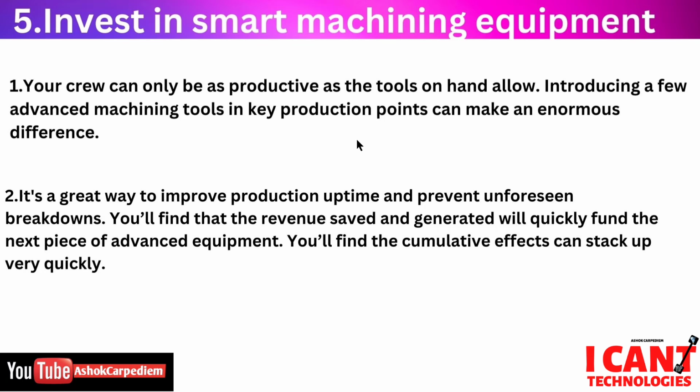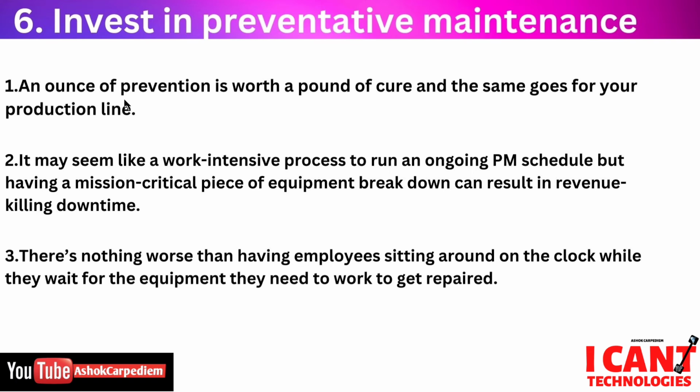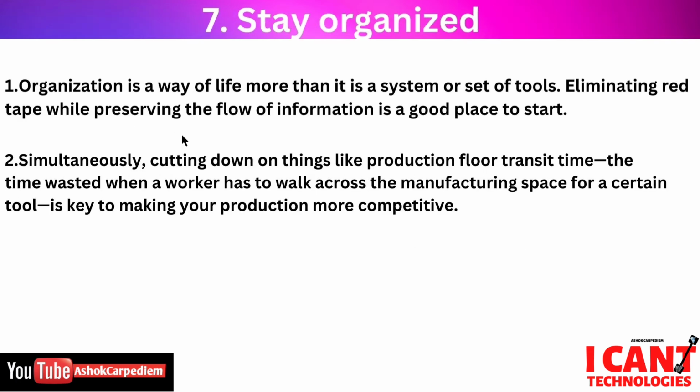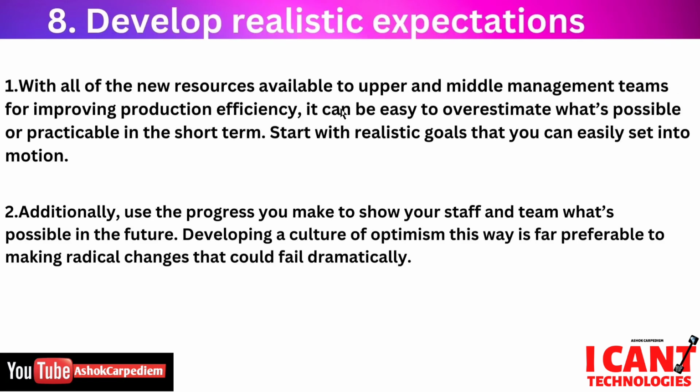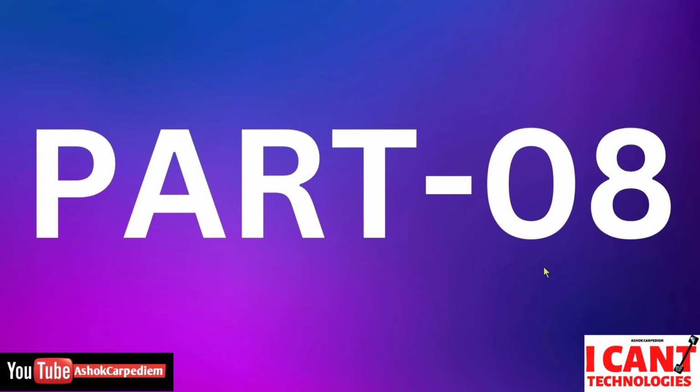Before, we used to do manual processes. Now artificial intelligence and robotics have come, so we have to invest in all those things to make production fast and perfect, with accuracy. The sixth one is to invest in preventive maintenance. The seventh one is to stay organized. The eighth one is to develop realistic expectations.